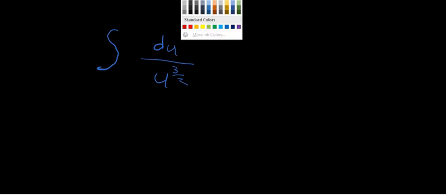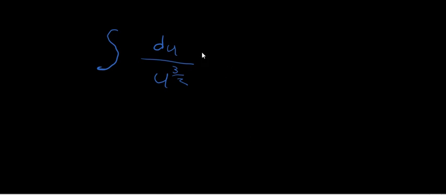Let me quickly go down a bit. We're going to have something like the integral of du over u to the power 3 over 2, because du has replaced whatever was in the numerator. If you look at my solving above, du has replaced 2x dx, after we had to find the derivative of that.